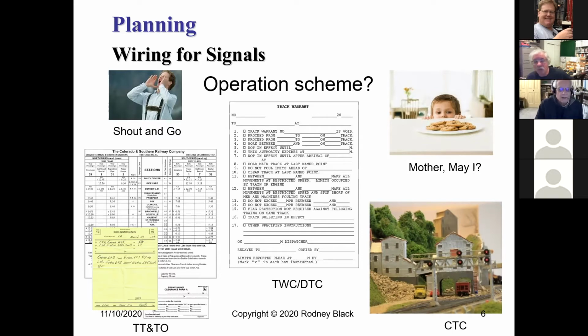Now, we often say that there's a prototype for almost everything we do in this hobby, and I actually did find a prototype for Shout and Go. Near me, there's a railroad, I think it's called the Great Western Railway Company in Loveland, Colorado, and that's basically what they do. I think they use railroad radios.